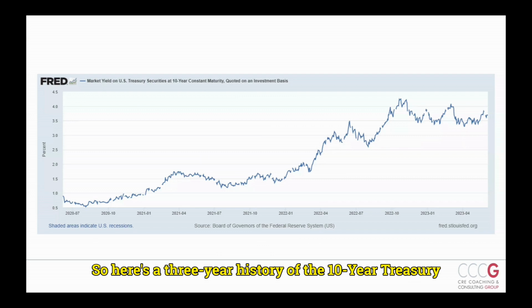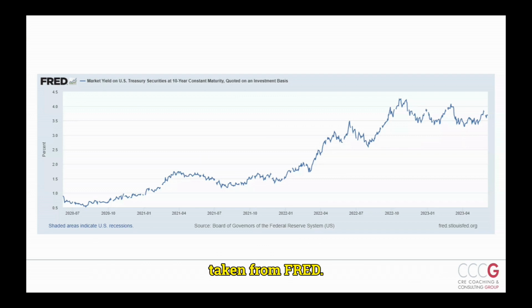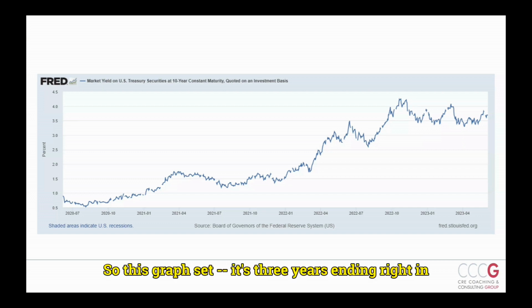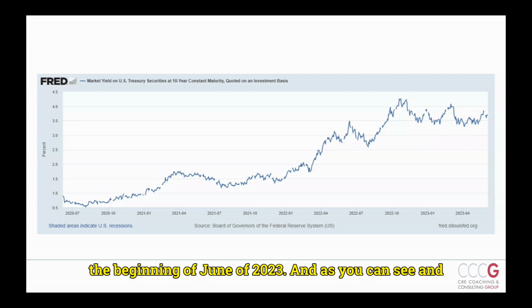So here's a 3-year history of the 10-year Treasury taken from FRED. If you're not familiar with FRED, that's fred.stlouisfed.org. It's the St. Louis Fed's super handy macroeconomic data website. So this graph is 3 years ending right in the beginning of June of 2023.